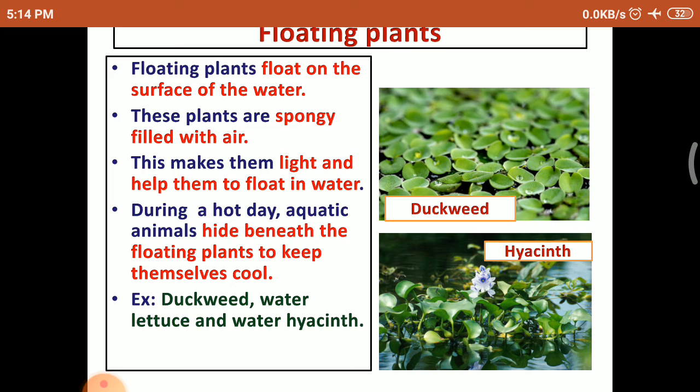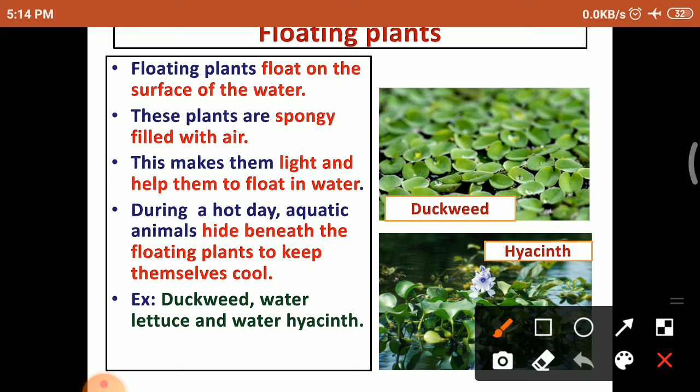During a hot day, aquatic animals hide beneath the floating plants to keep them cool. So during the summer season or a very hot day, the aquatic animals, that is the fish and some other animals, can hide beneath, meaning under, the floating plants to keep themselves cool.